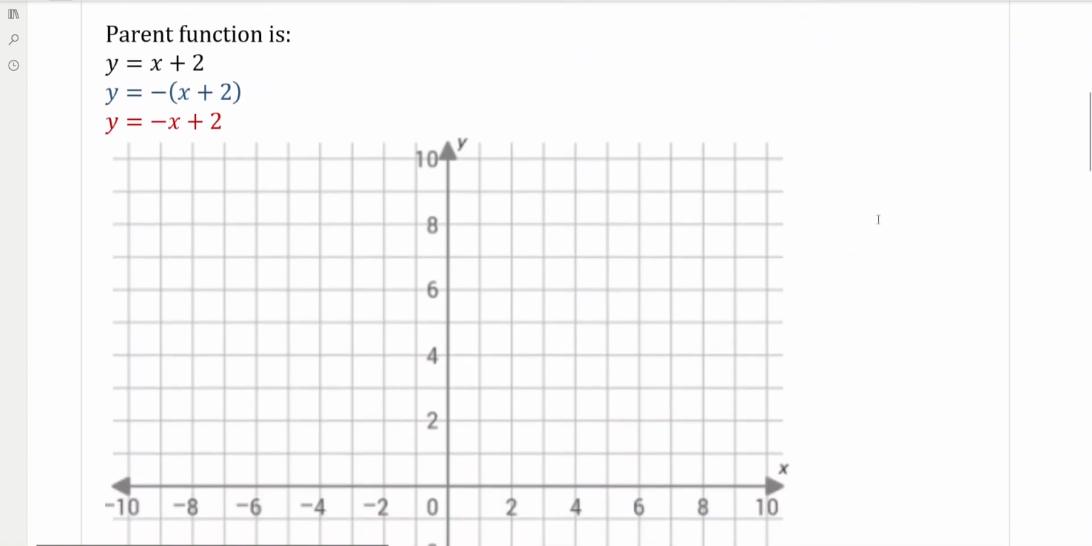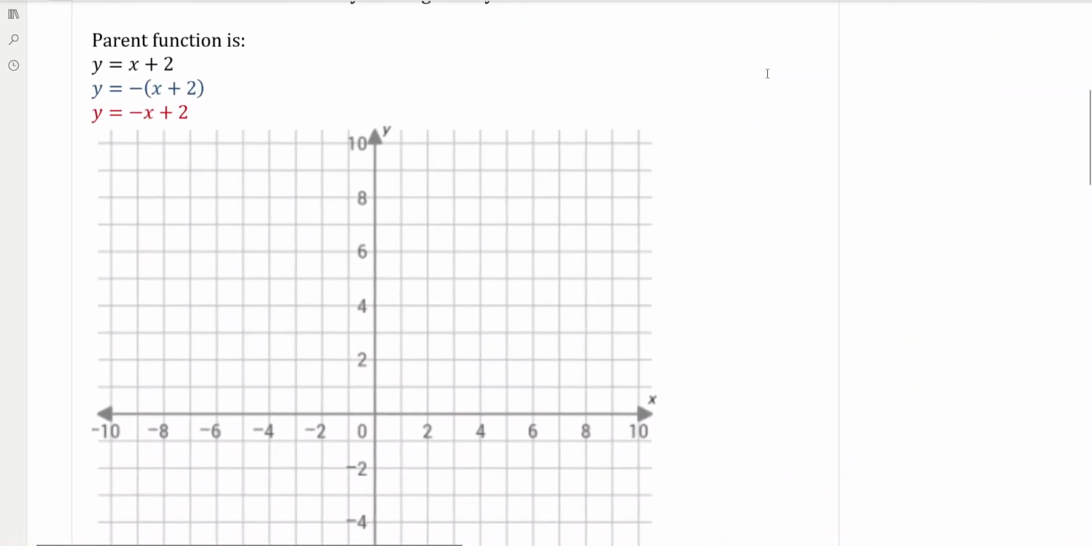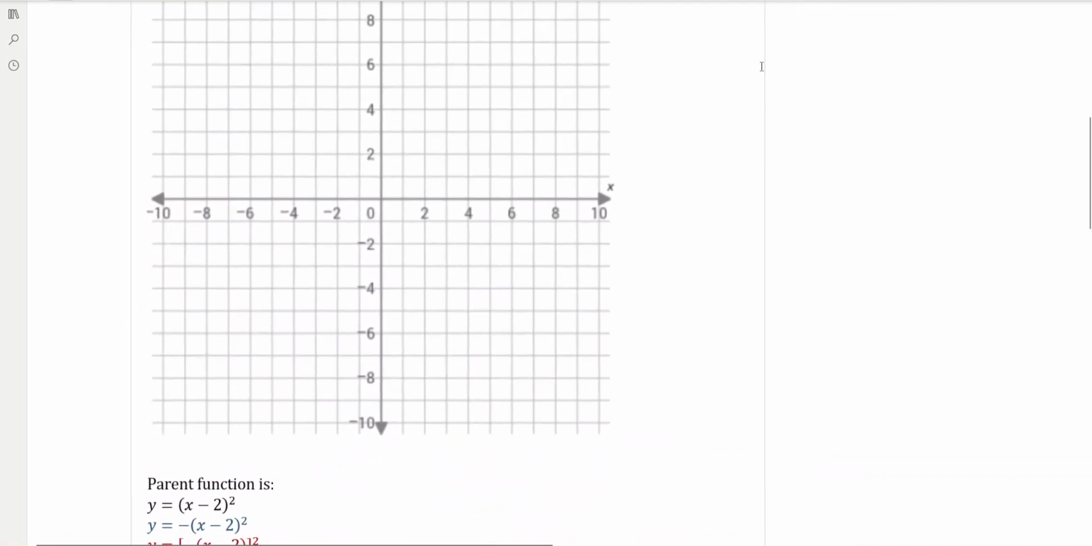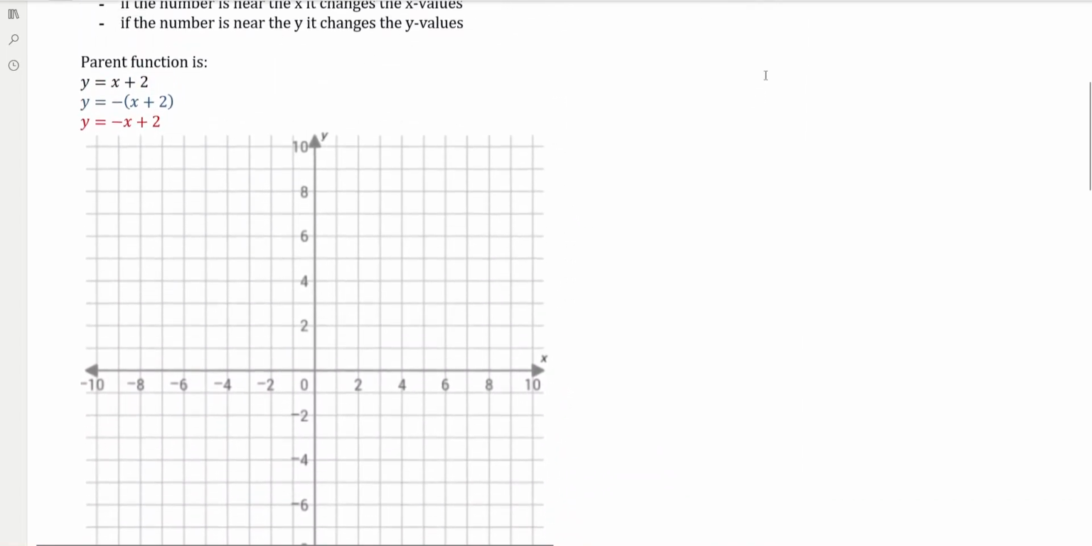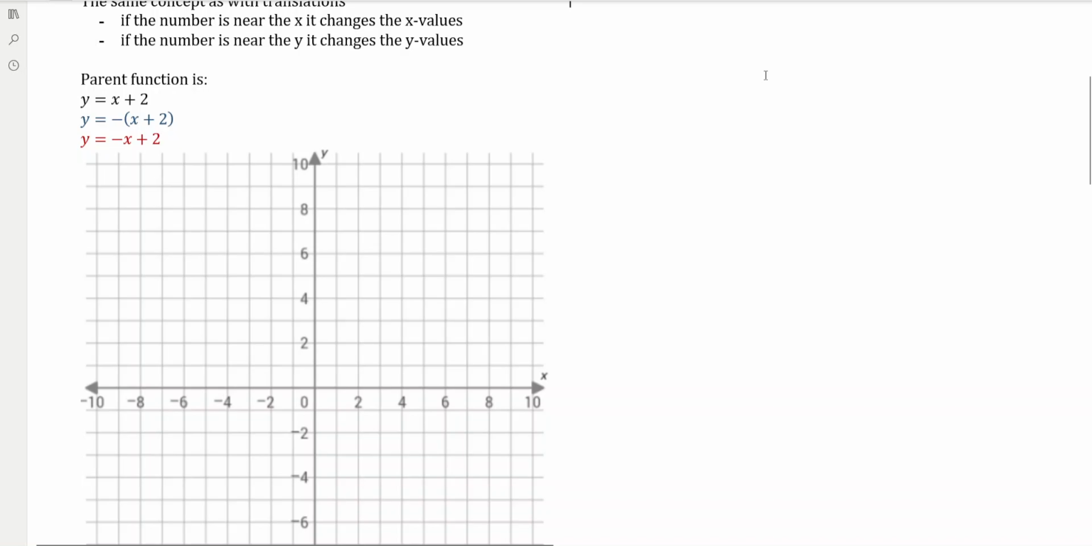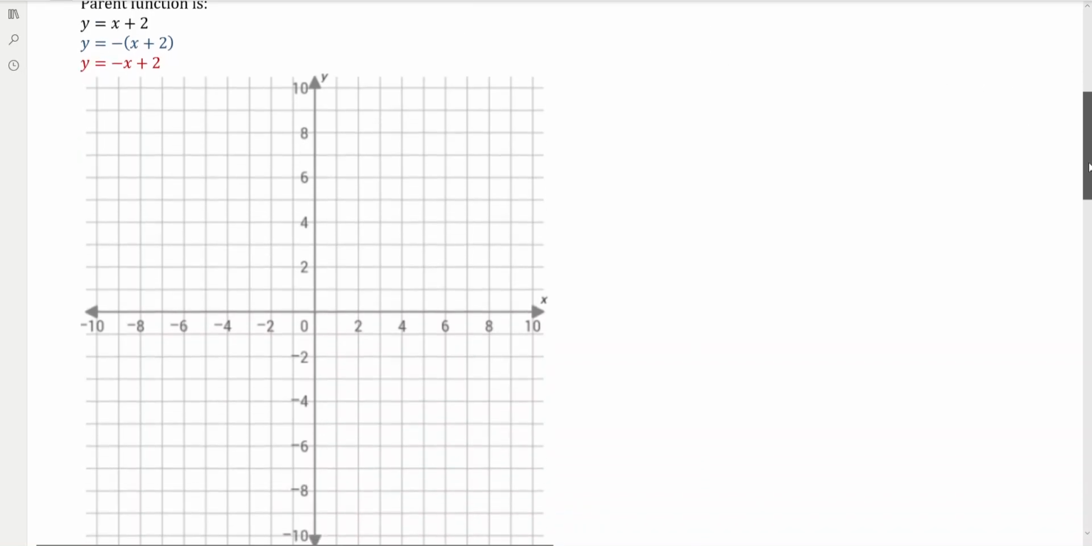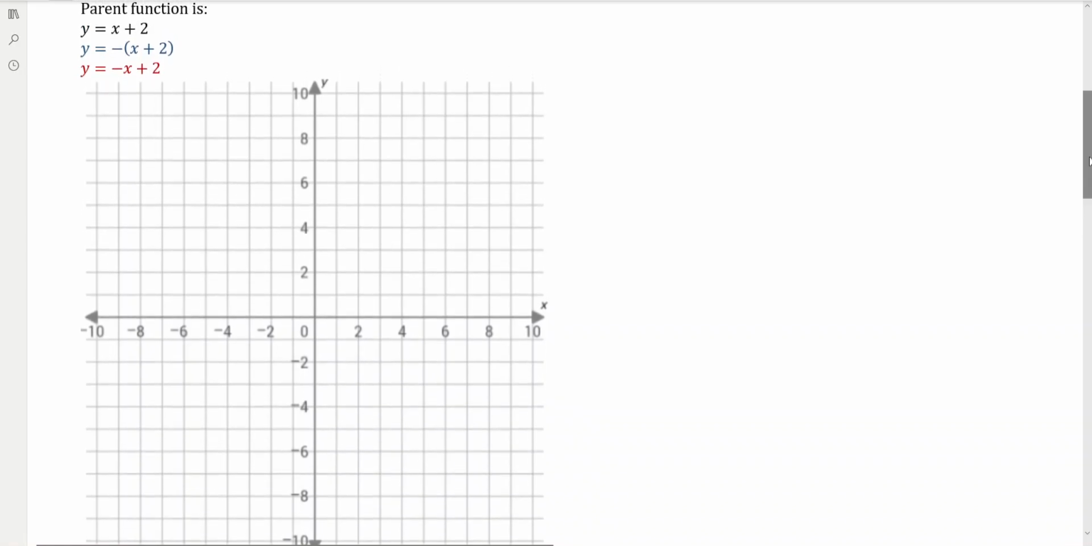So the parent function in this case is y equals x plus 2. So I'm going to just quickly draw this in here with black for my parent function. And let's see if I can just make the whole thing fit. Yes, perfect. So x plus 2, so it's going to be minus 2, so it's going to be here.